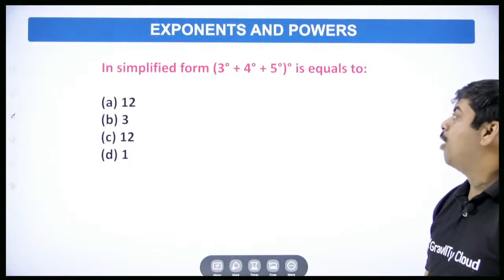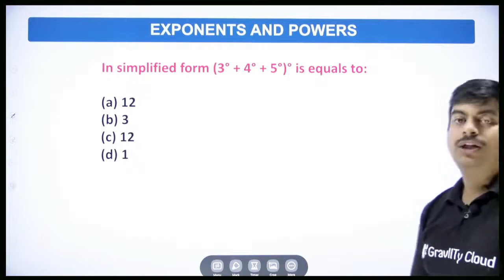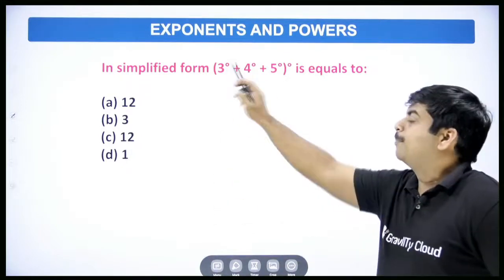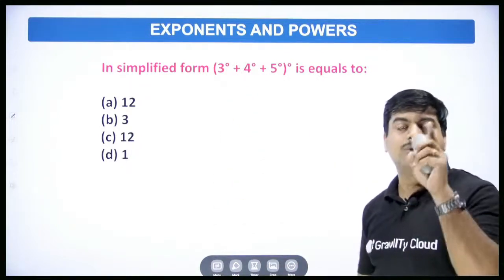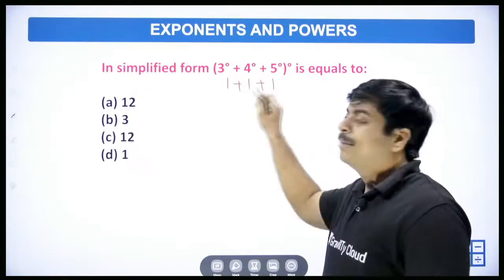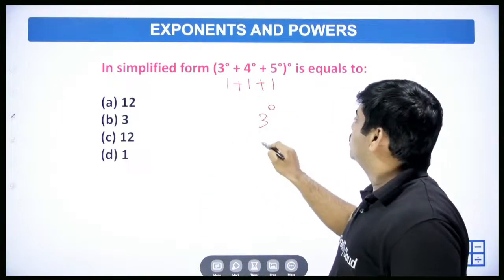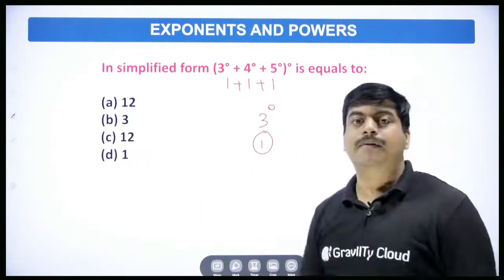In simplified form, (3 power 0 plus 4 power 0 plus 5 power 0) whole power 0 is equal to? I told you anything power 0 is always equal to 1. So 1 plus 1 plus 1, how much is that? 3. So 3 power 0 is 1.